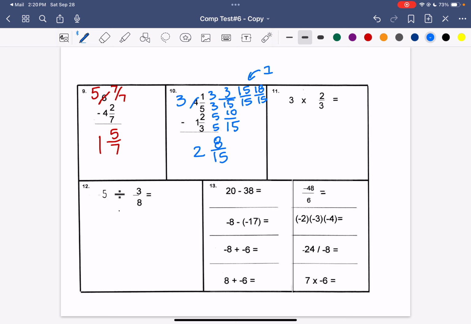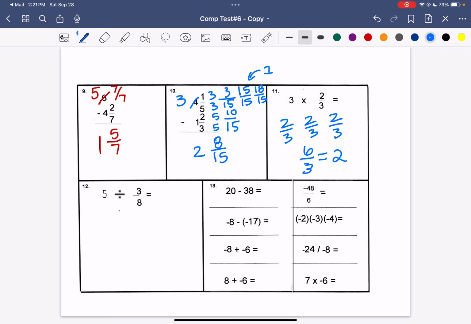Okay, and on the next one, you just multiply straight across, or I heard a kid say, just add it 3 times, Miss Hernandez. And that's really true. It's 3 groups of 2/3, and it becomes 6/3, which is equal to 2.